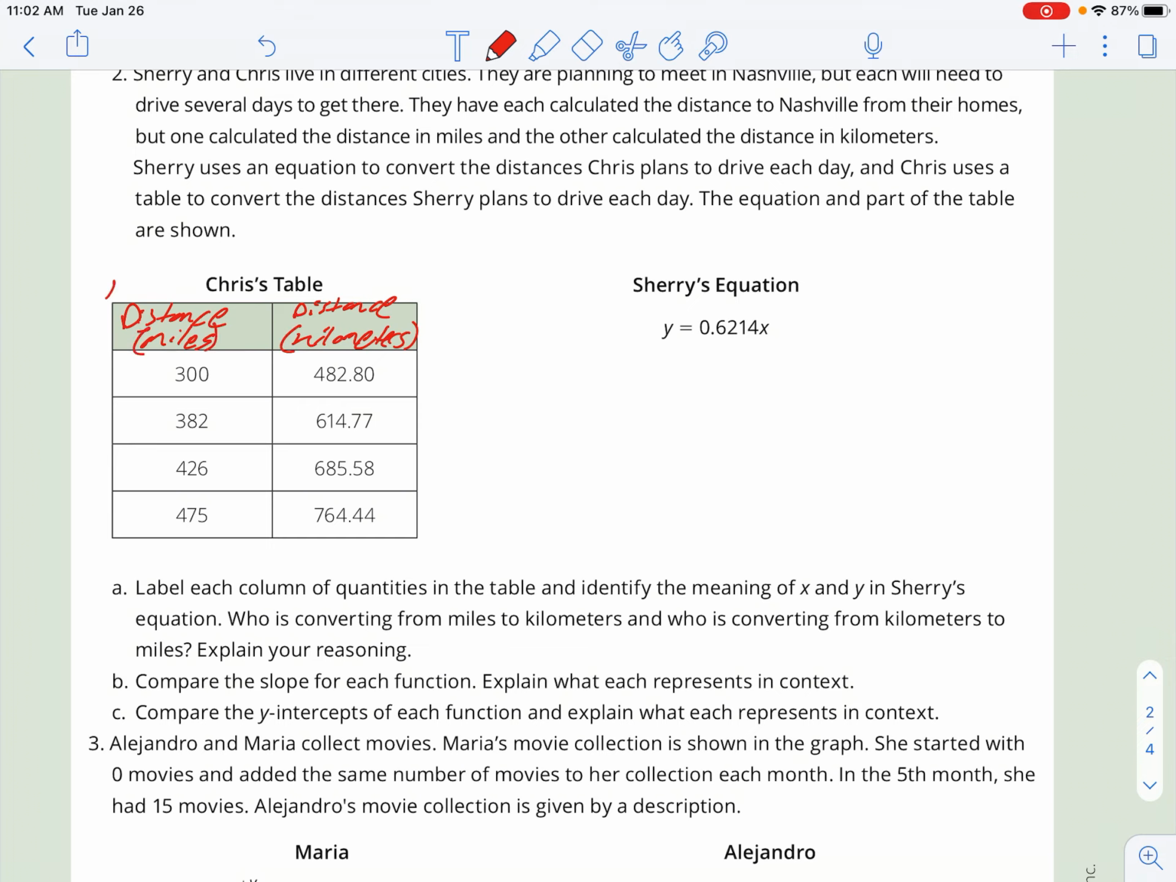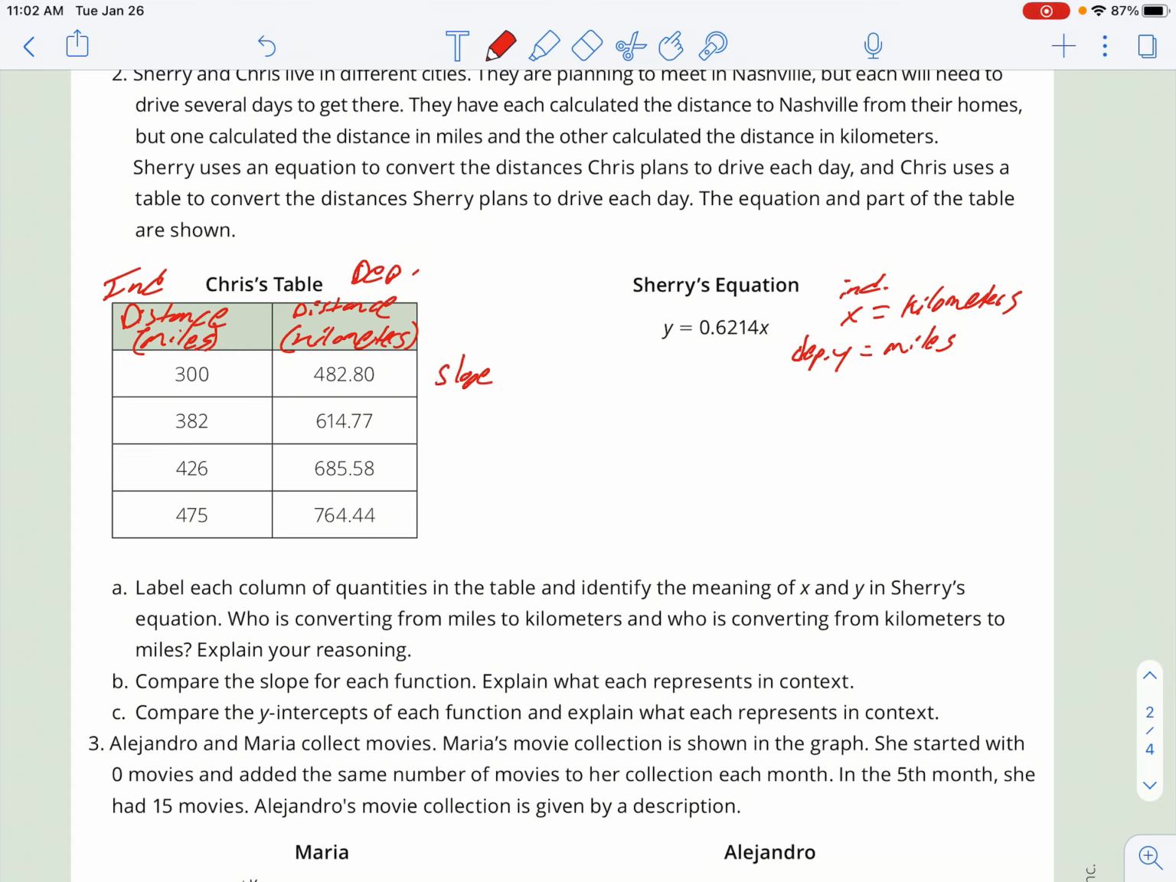All right. Remember, this is always your independent variable. This is always your dependent. In terms of Sherry's equation, x is the independent, and that is going to be representing kilometers. That's her distance. And then the y, the dependent, is going to be the conversion to, say, miles. Okay.